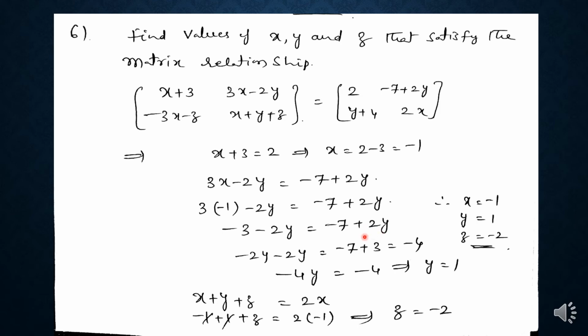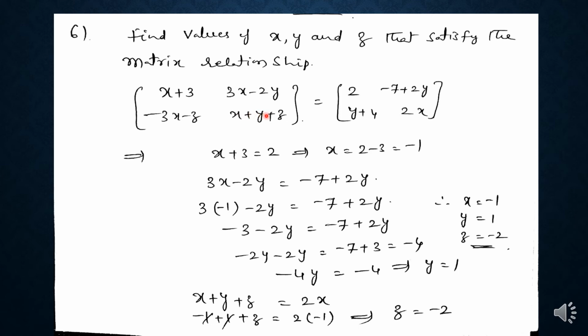So when 2y comes this side, that becomes minus 2y, minus 2y minus 2y is equal to minus 7. This minus 3 becomes plus 3, that is equal to minus 4. So minus 2y minus 2y can be written as minus 4y, that is equal to minus 4. So y is equal to 1. Thus we got the value of y is equal to 1.